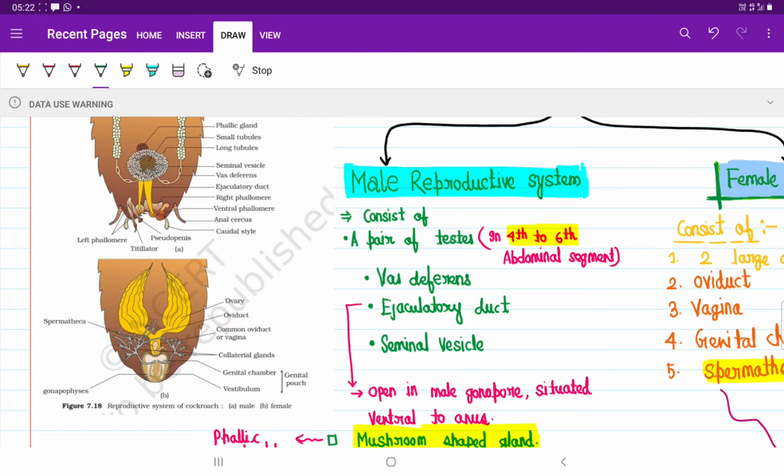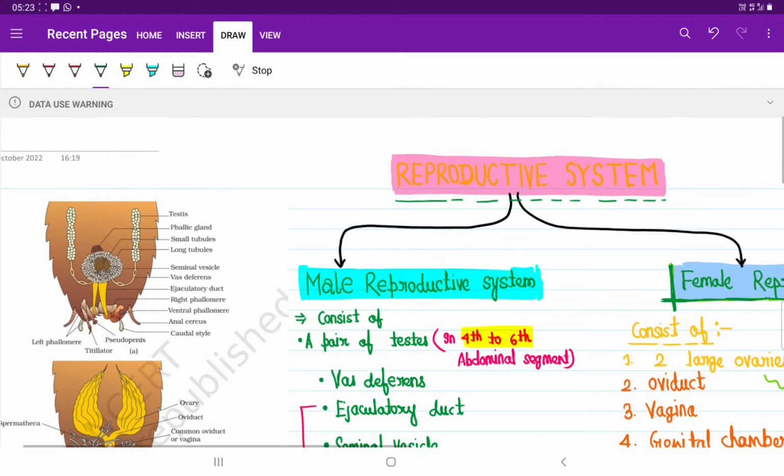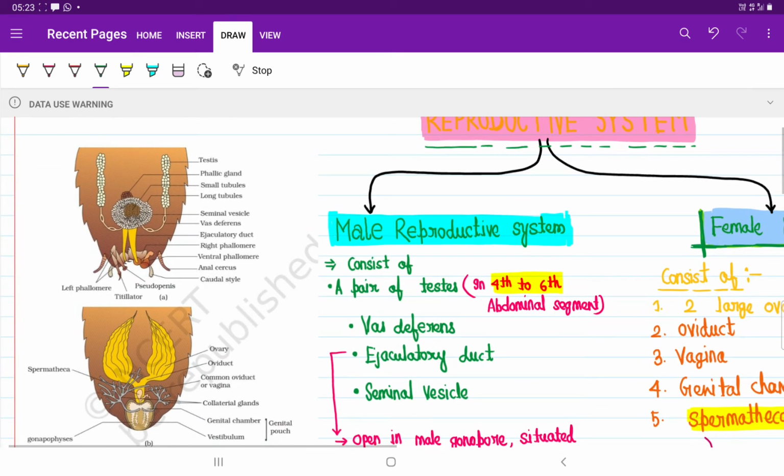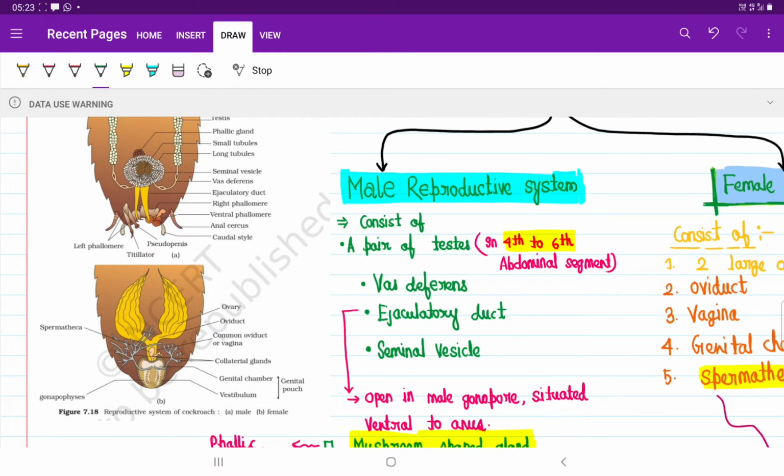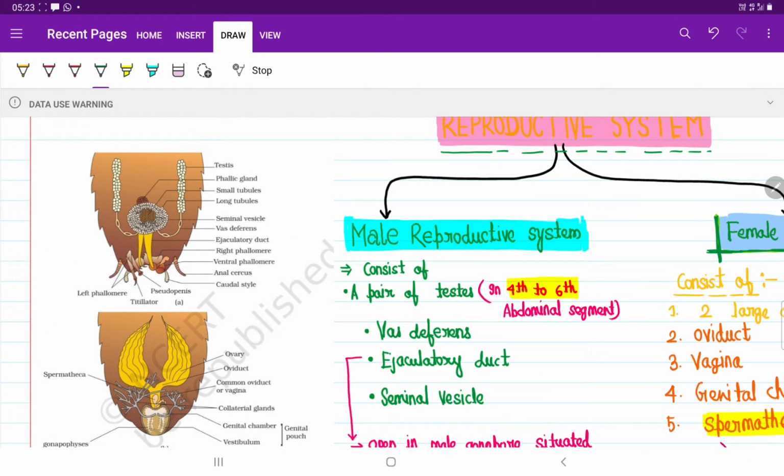Namaskar. In this video, we will discuss the male reproductive system and female reproductive system of the cockroach. You all know that cockroach is a dioecious organism, right? So we will see first the male reproductive system. They have one pair of testes, right?